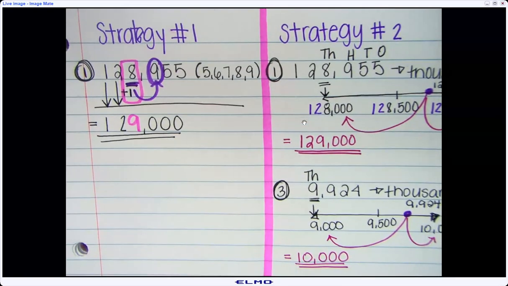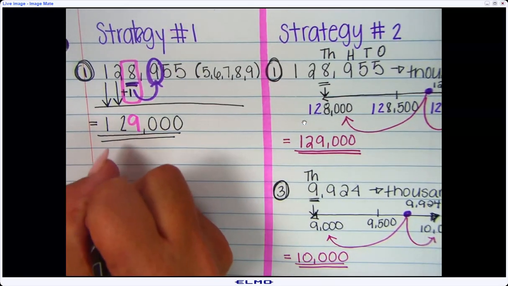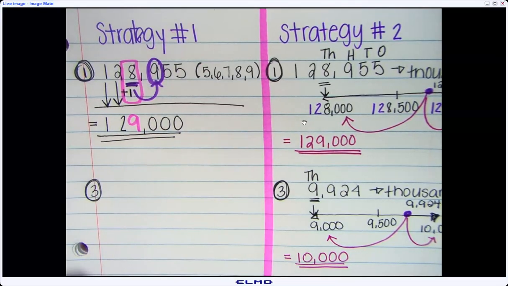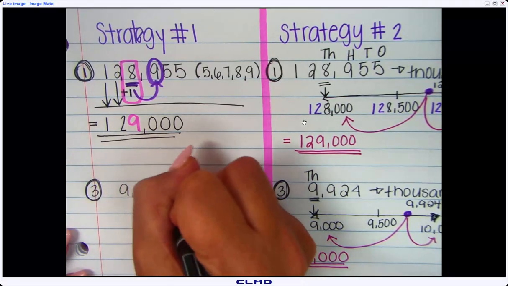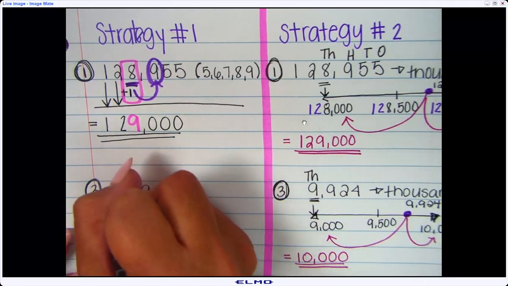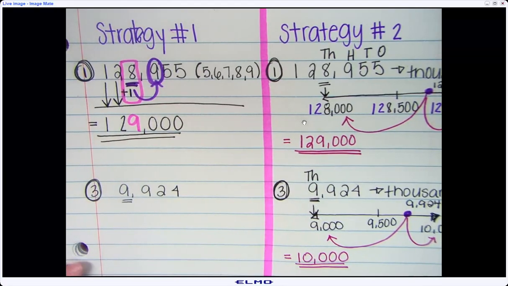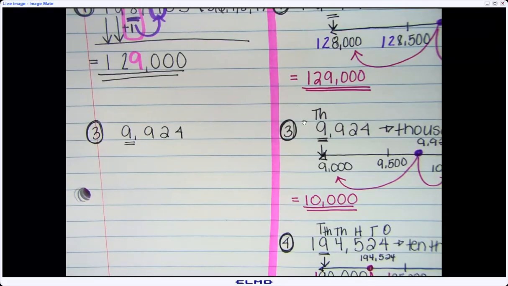Let's do another one. Number 3. It was 9,924, and they underlined the digit 9.